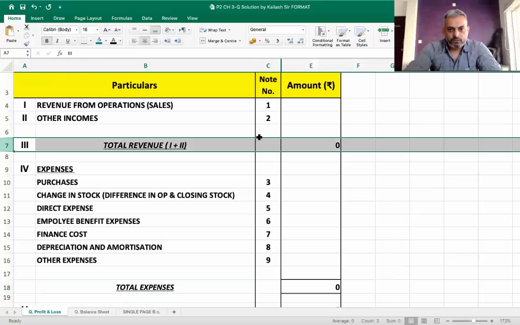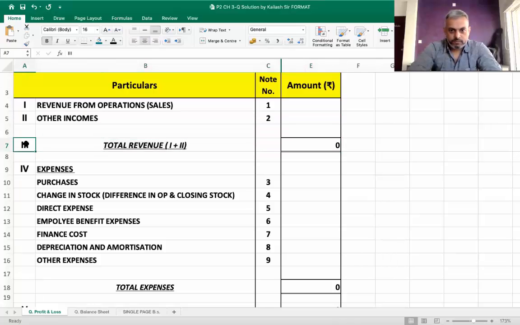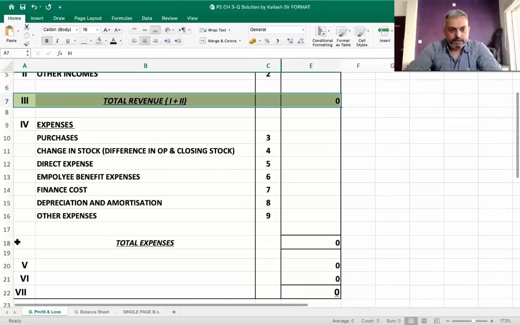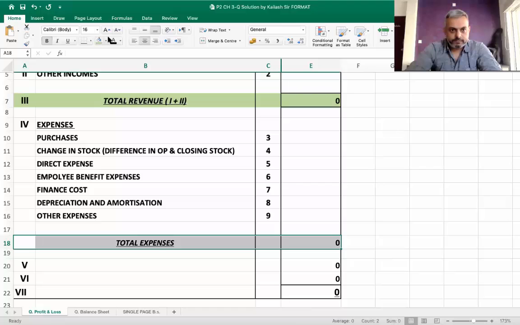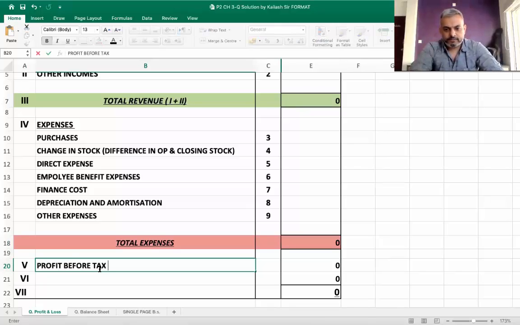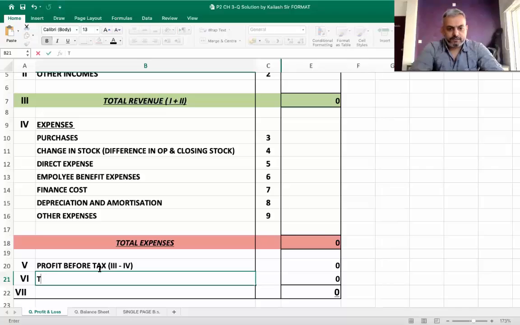So we have total revenue, and highlight it, and then we have total expenses. Now we have revenue, we have expenses, so we get profit. Profit before tax. That is 3 minus 4. And then you have tax. So provision for tax.